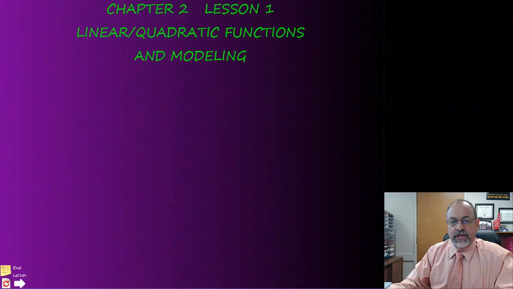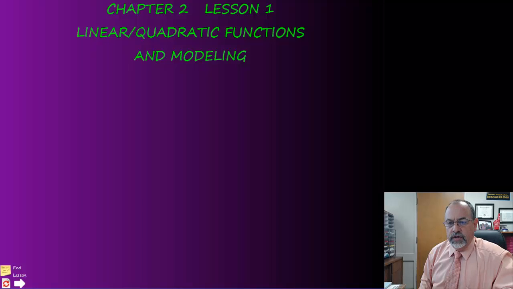Chapter 2, Lesson 1 of Pre-Calculus, we're going to look at linear and quadratic functions and modeling. Now, we've done these in years past. You've done linear equations in algebra and advanced algebra and a little bit in geometry even. Quadratics you do a little bit in algebra, a lot more in advanced algebra. So these are familiar functions to us.